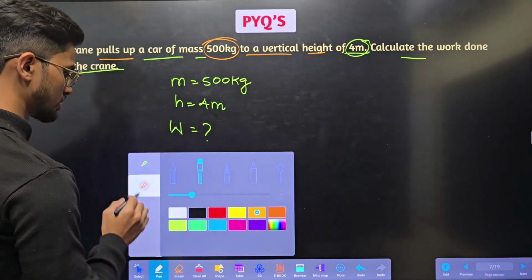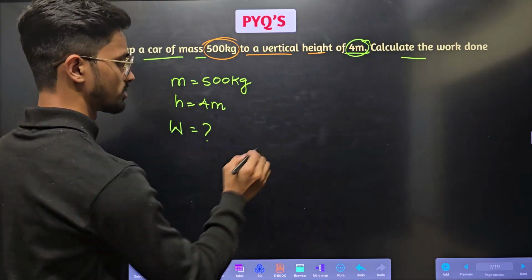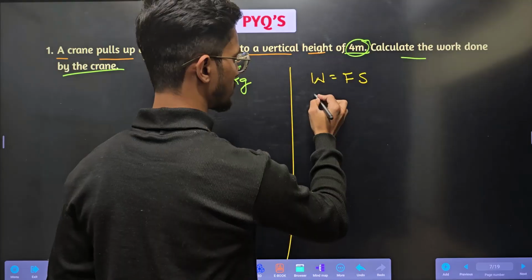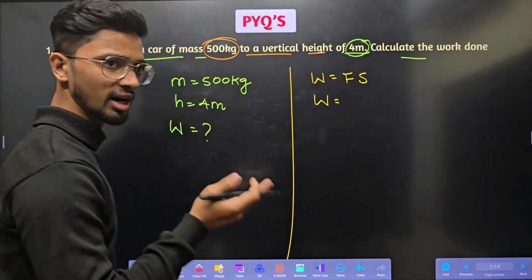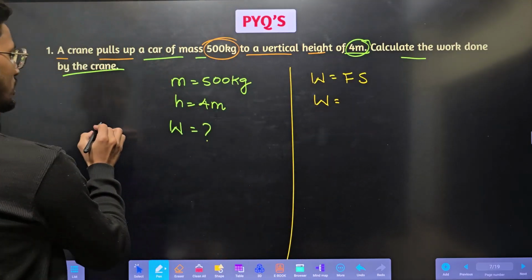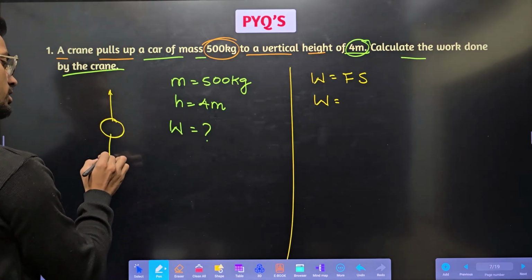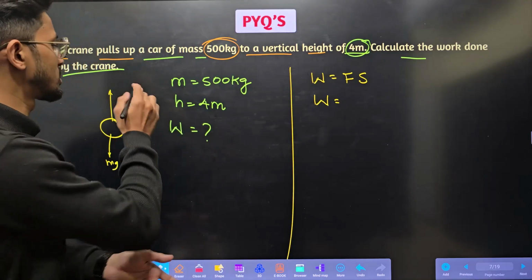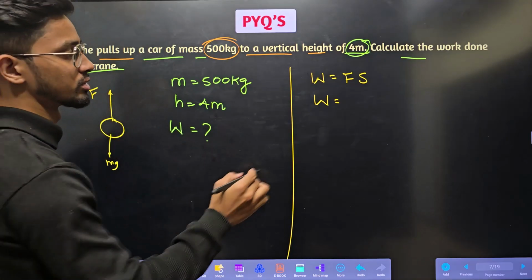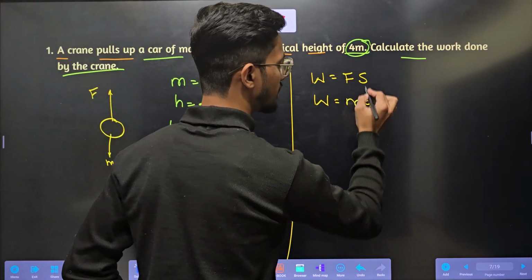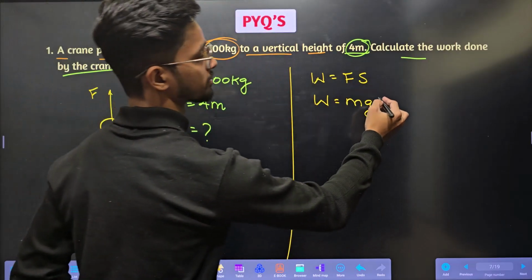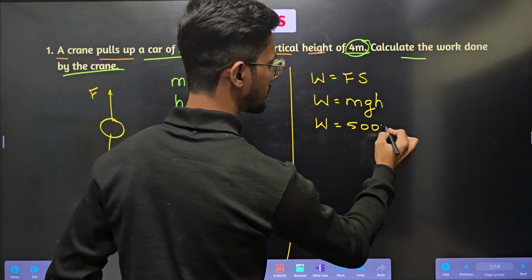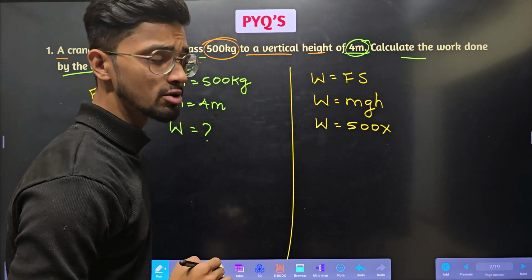What is the work done? Work is nothing but force into displacement. So let's solve it. Which is the force acting here? Gravitational force. See here, the car is being pulled, right? The same force is acting downwards. We have to pull only the weight, right? So the force applied will be equal to gravitational force. That is nothing but mg into displacement, which is h. So work done will be equal to mass, which is 500, into g.